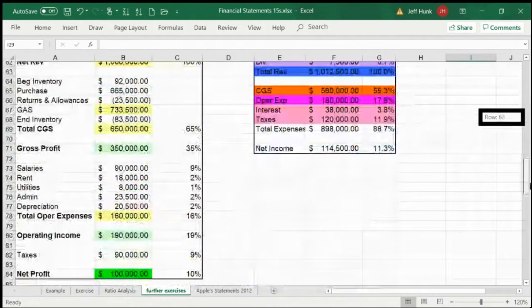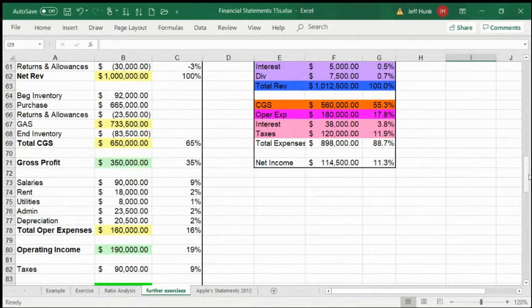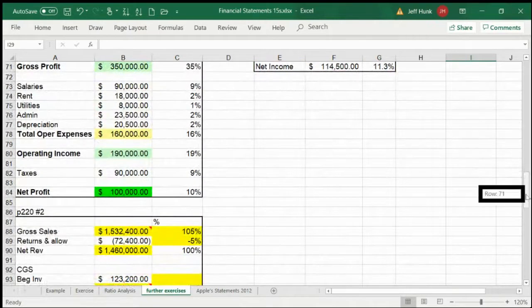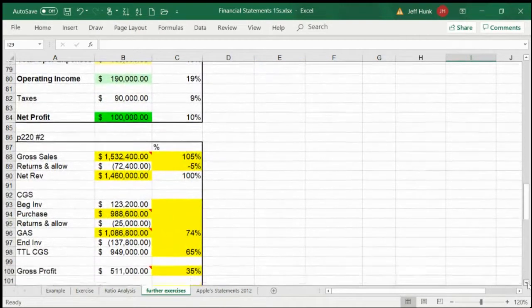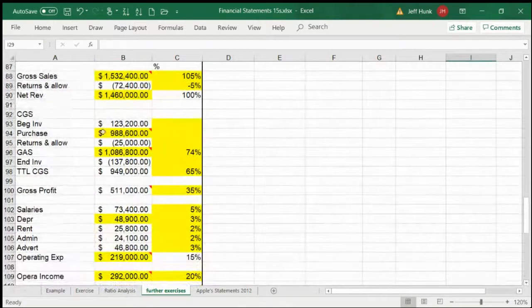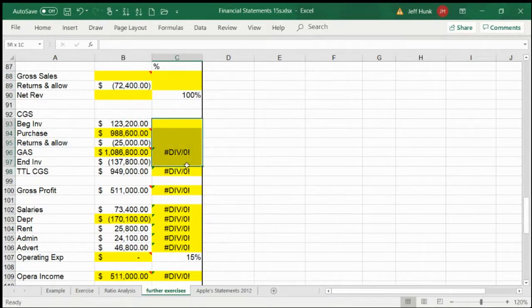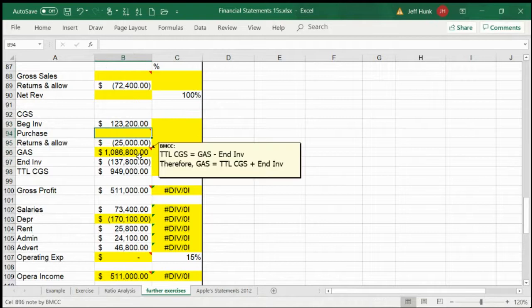Now, next example. I'm going to skip this example and go straight to this example. This is the income statement, right? The one before that is also the income statement. Now, I want you to delete all the highlighted cells, okay? All the highlighted cells.